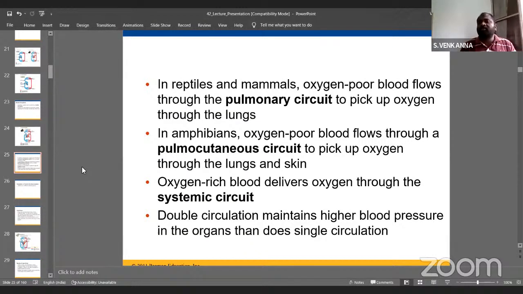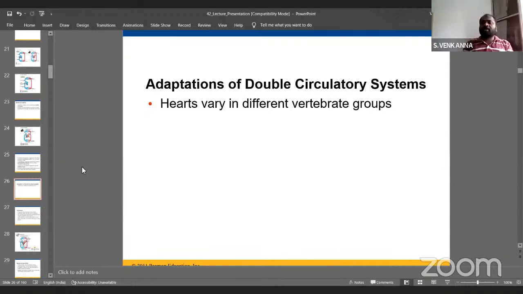In amphibians, oxygen-poor blood flows through the pulmonary circuit to pick up oxygen through the lungs and skin, because the skin allows some gas exchange. Then oxygen-rich blood delivers oxygen through the systemic circuit. Double circulation maintains high blood pressure in the organs, unlike single circulation. So then, adaptations of the double circulation system.